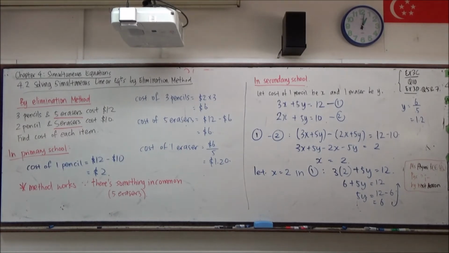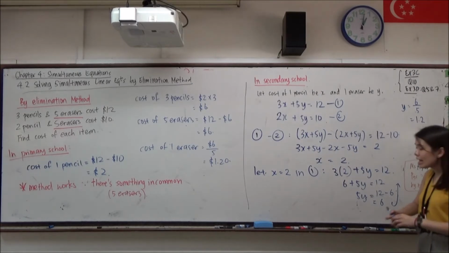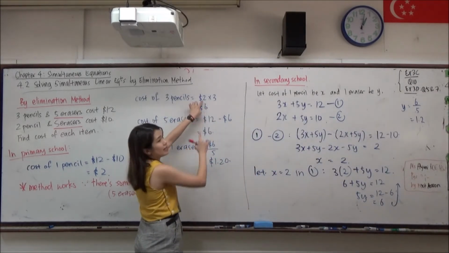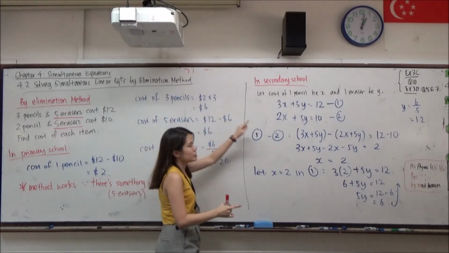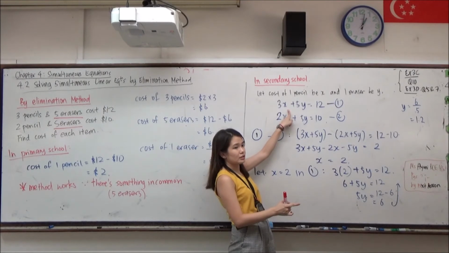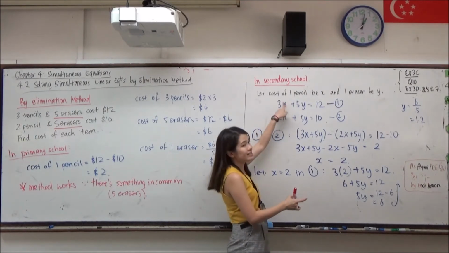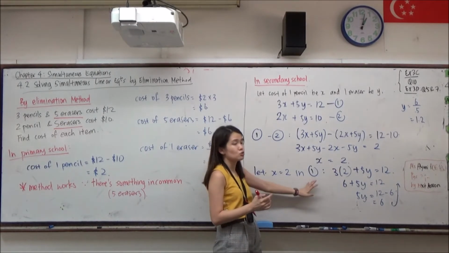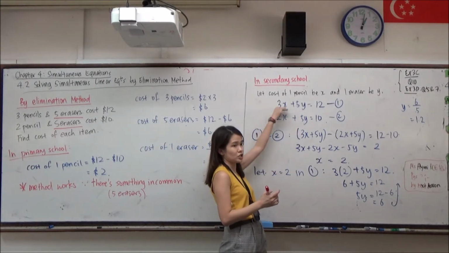Any questions? Yes. What do you mean by that? Okay, let x equals 2 in equation 1. It's just like over here, I go and find 3 pencils, so I take 3 times 2. So when I take x equals 2, I put it into this equation here. I replace the x with 2. So that's the meaning of let x equals 2 in 1. 1 is this equation here.